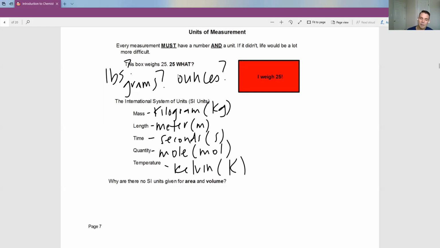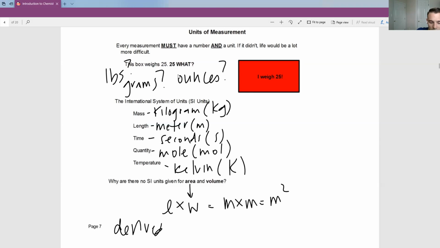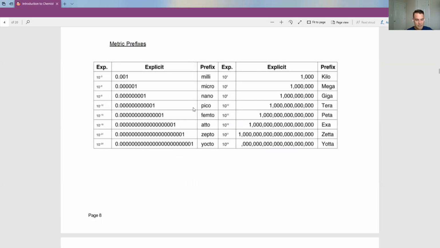You'll notice that there are no SI units given for area and volume. Why is that? Well, to find area, it's length times width, right? Which would be, I don't know, a meter times a meter, which would be meters squared. Area and volume and other units like that are what we call derived units because they are derived, they come from other SI units. Here are some prefixes for the metric system we're going to use later on. And I also have another prefix table posted for you that we'll talk about more when we get to dimensional analysis.